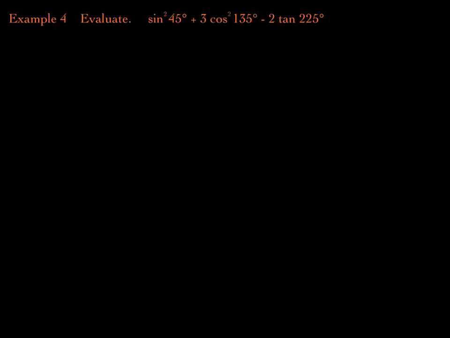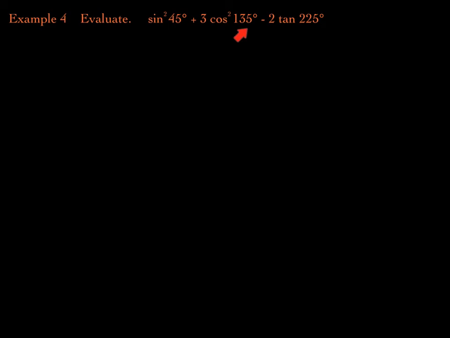All right, next example, evaluate, which means find the value of sine squared of 45 degrees plus 3 times cosine squared of 135 degrees minus 2 times tangent of 225 degrees. We want to do all of this without a calculator. Now, some of this work we have done already. For example, we already found out that sine of 45 degrees is root 2 over 2.